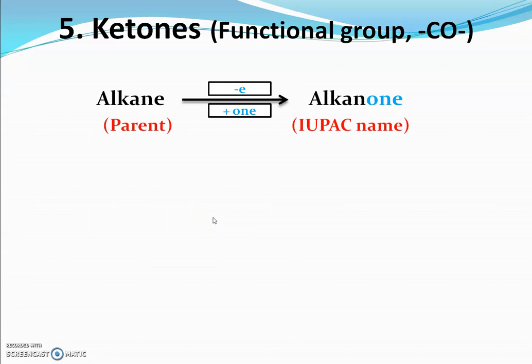The last class which we are going to discuss is the ketones. In ketones, the functional group is the divalent CO group. It is also called the keto group. The rule is simple for naming the ketones. You have to count the number of carbon atoms. You will get a parent alkane. From the parent alkane, we will remove E and we will add ONE. That's why the IUPAC name of ketones will be alkanone.